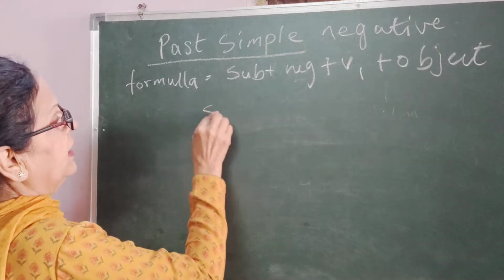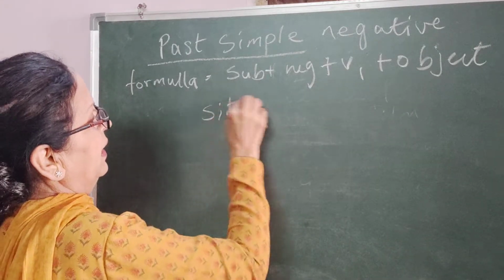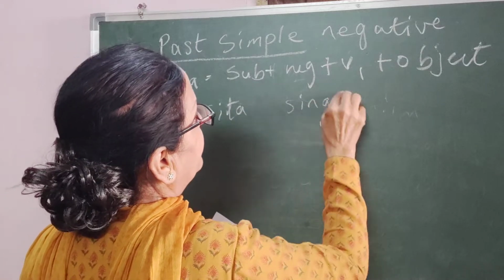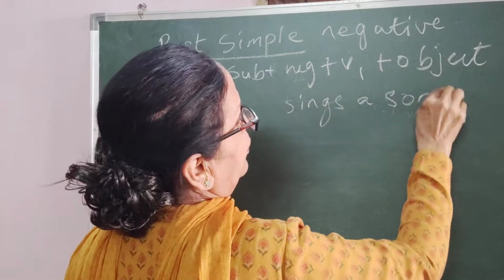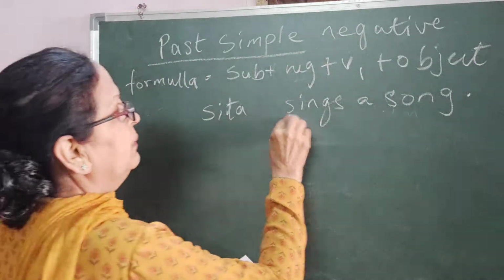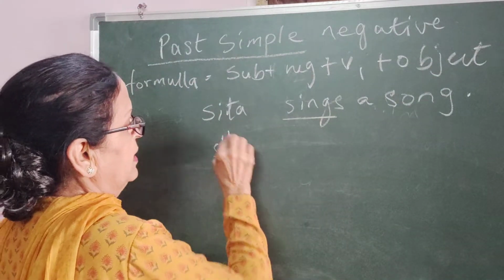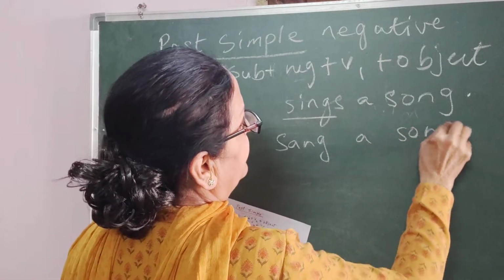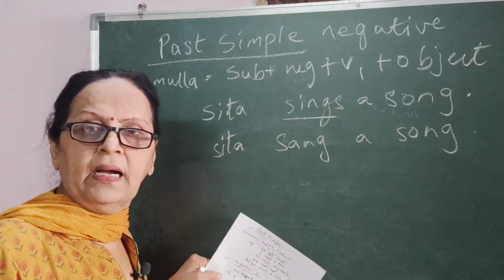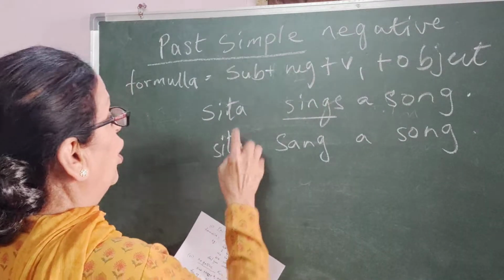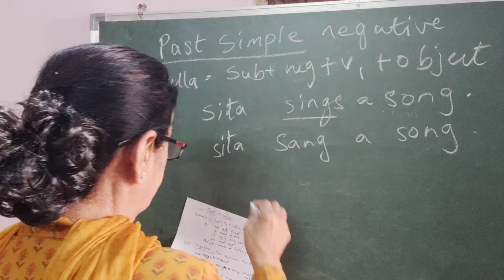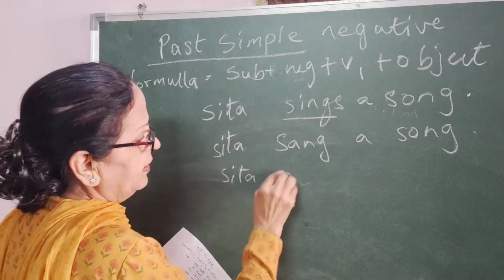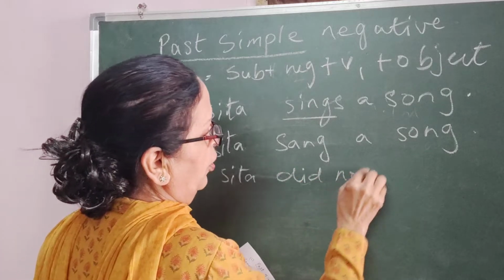Now if I say Sita sings a song, ये तो present हो गया भाई, वो तो गाना गा रही है. So it becomes sang a song. Sita sang a song. ये हो गया past, गाया था. And now we are going to move on for the negative one. So what we are going to write down? Sita did not sing a song.